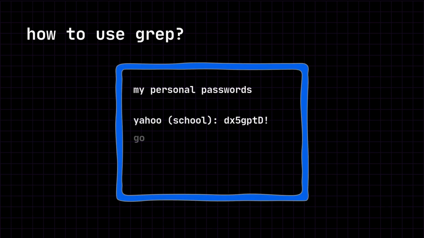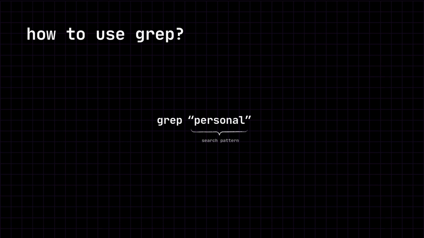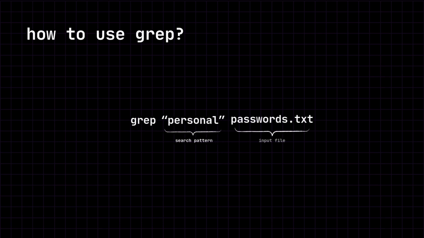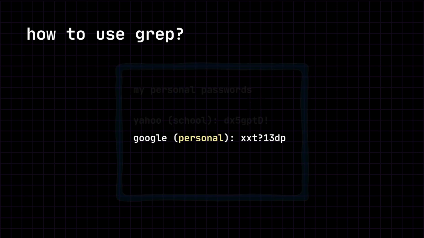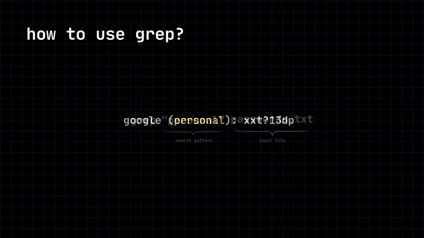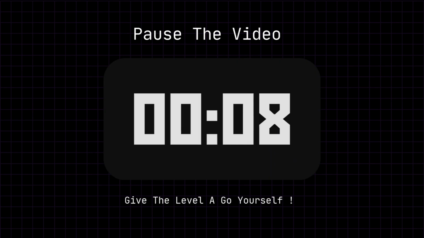To better understand how grep works, let's look at a visual example. Let's say we have a text file containing 3 lines of text, which contains the passwords to my mail accounts. For example, when I forget my password, we can use grep to look for the right password for my account. First, enter the search pattern followed by the file name. This command will now search through the file looking for the word personal and return the entire line it appears in. To solve this level, replace the search pattern and the input file based on our requirements and give the level a go yourself. Good luck!